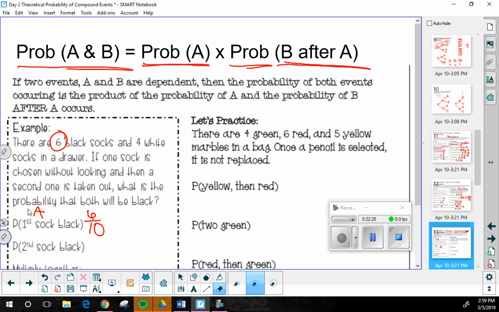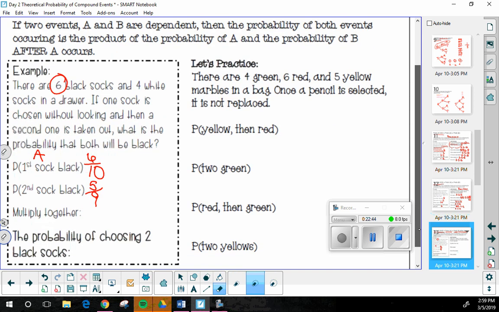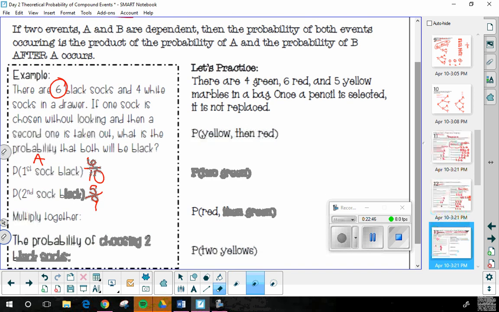Now, let's say I got the black sock. How many black socks are now left? 5. How many socks are now left? 9. So both my numerator and my denominator change. That will vary. So now this is what this means by B after A. B, when A happens, how does B change? There's one less black sock, and there's also one less sock total.